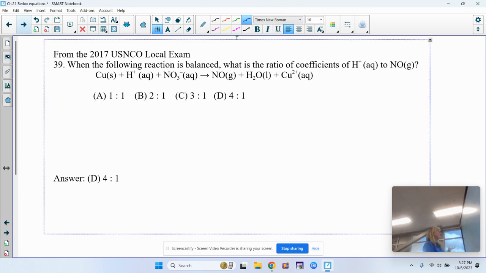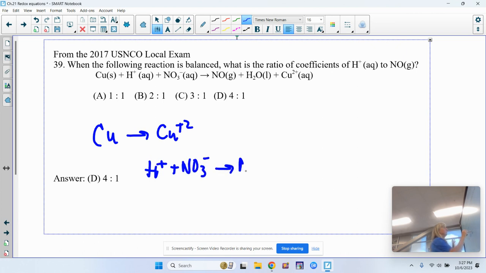And then this one was from the 2017 local, and it's another one like the first one. You're going to have to separate into the two half reactions. So you'll have Cu going to Cu plus 2 for the one reaction, and you'll have H plus NO3 minus going to NO plus H2O for the other reaction. And again, you would just go through all the steps. And then that question asks, what's the ratio of coefficients from H plus to NO? So you have to get it all balanced. And then you should see that it's a 4-to-1 ratio.